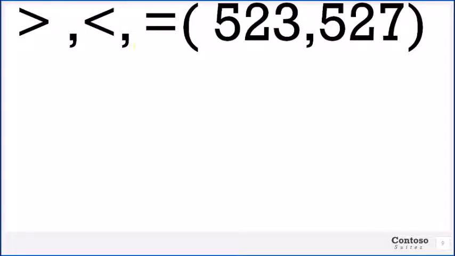So here two numbers have been given. That is 523 and 527. If I ask you among these two numbers which one is the smaller one and which one is the larger one, how do you find? We have already discussed there are two methods there.